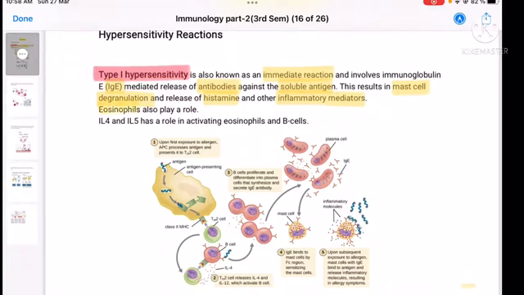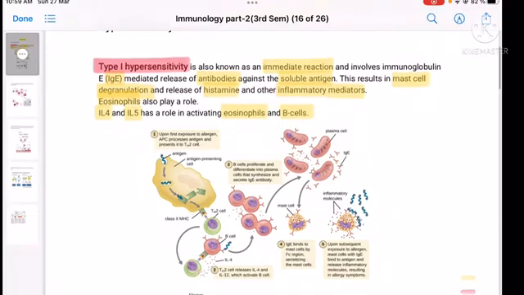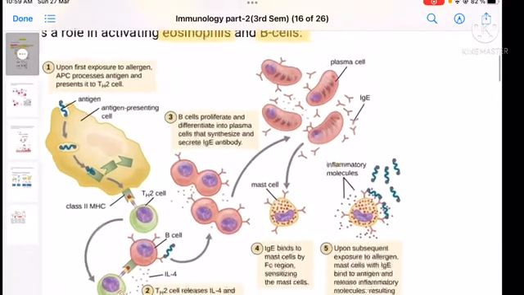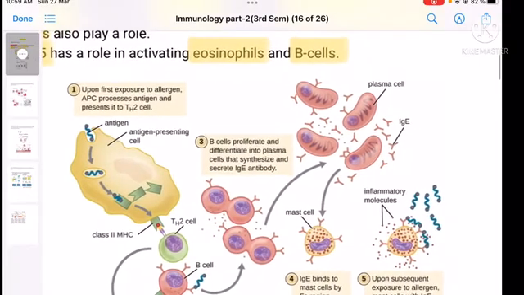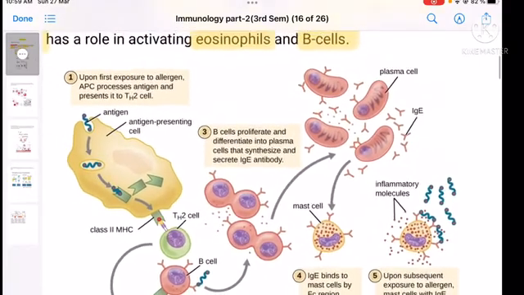The eosinophil also plays a role in hypersensitivity type 1 reaction. The interleukins that play a role are interleukin 4 and interleukin 5, and these interleukins cause activation or migration of the eosinophil and release of the IgE antibodies by activating the B cell. Now let's go to the diagrammatic image so you can better understand how the mechanism of the hypersensitivity reaction works.